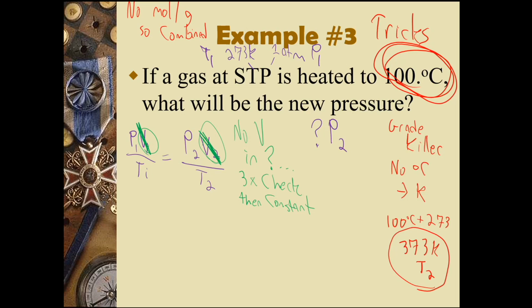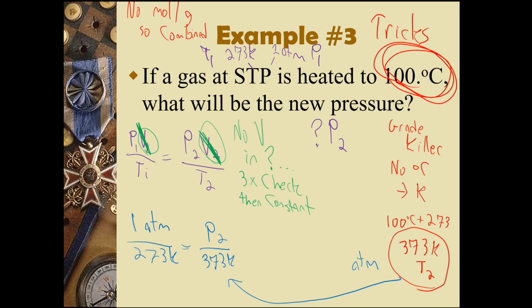So let's plug in our numbers. We've got our P1 is 1 atm. Our T1 is 273 kelvins. We do not know what P2 is. That's what we're looking for. And our temperature is 373 kelvins, which, if you recall, we got from converting the Celsius. We do our unit trick. Atmosphere over Kelvin equals blank over Kelvin. It means our missing unit is going to be atmosphere. So now we don't have to worry about units.